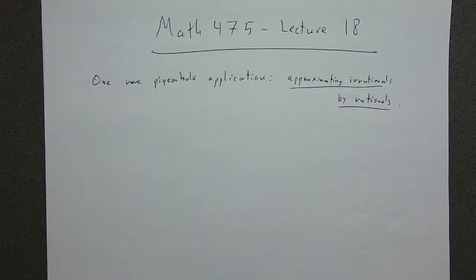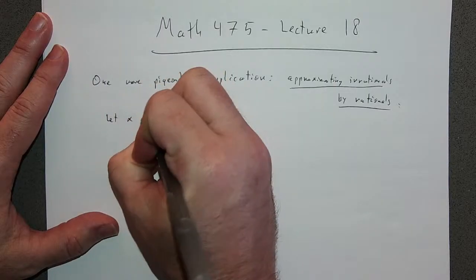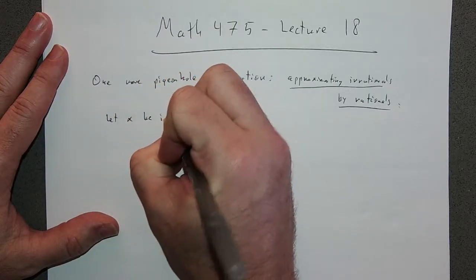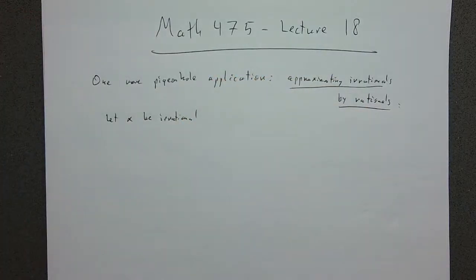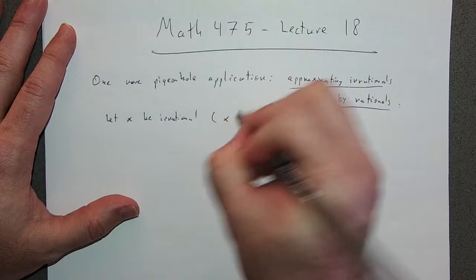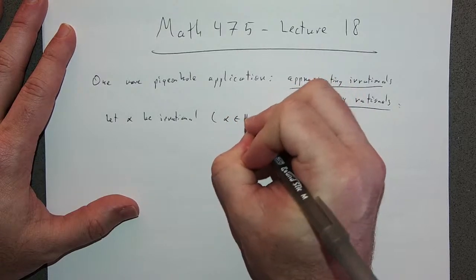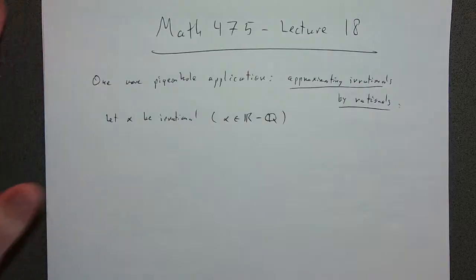Well, to see what it is we're talking about here, let alpha be irrational, i.e. alpha is a real number that is not in the rationals. So we could write it like this: it's a real number that's not in the rationals. There we go. So it cannot be expressed as a ratio of two integers.